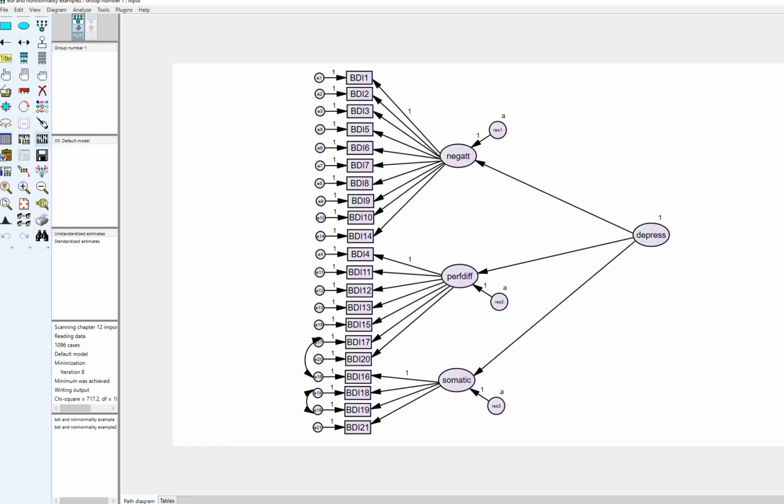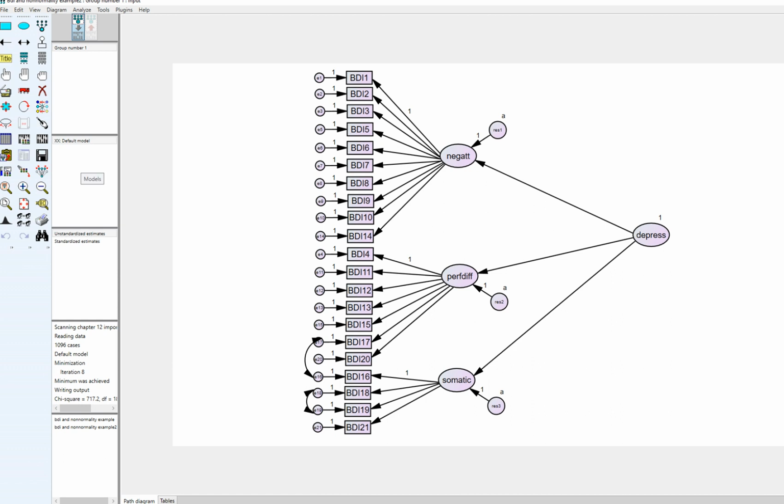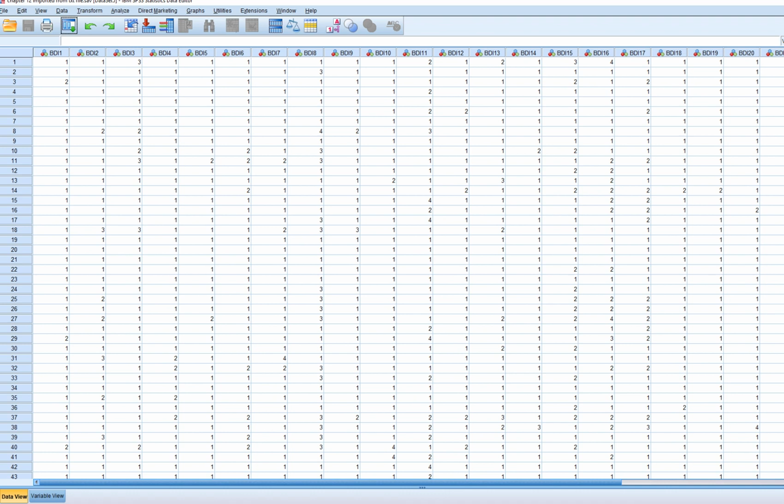So you'll see that I've got my model up. Under data, I've got the data set that I've imported. I've basically downloaded it from the website and imported it into SPSS. If you just want to take a quick look at the raw data, this is it right here. These are the Beck Depression Inventory items.